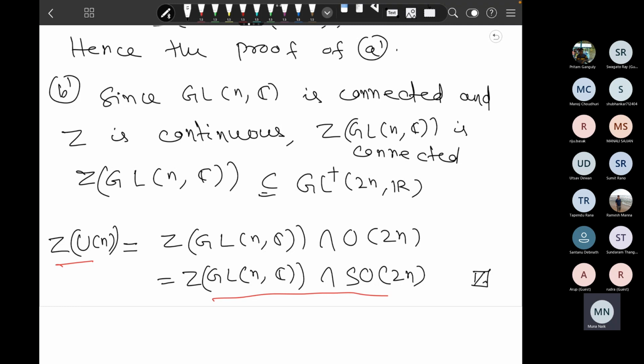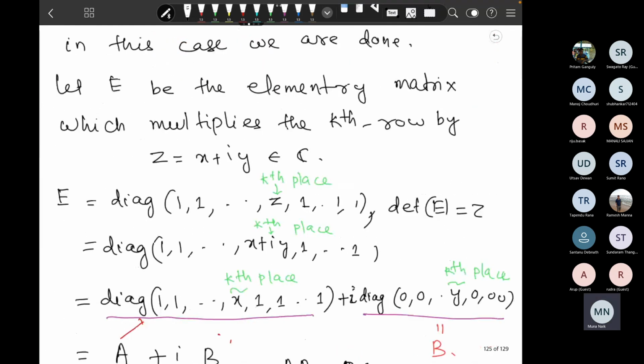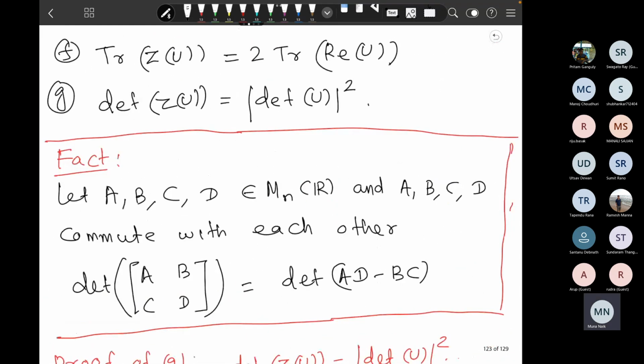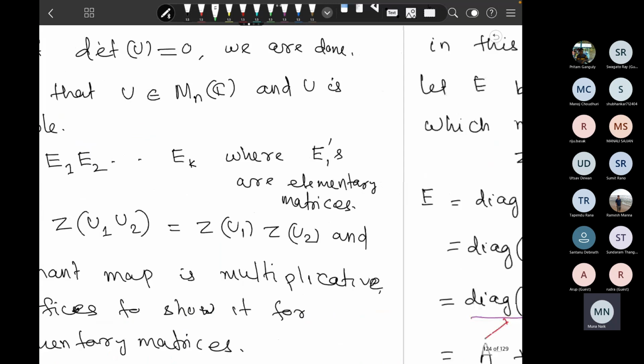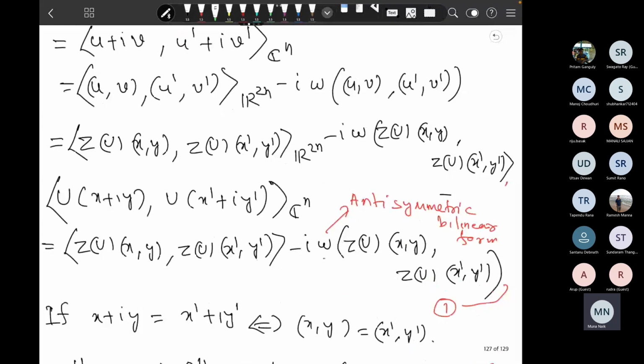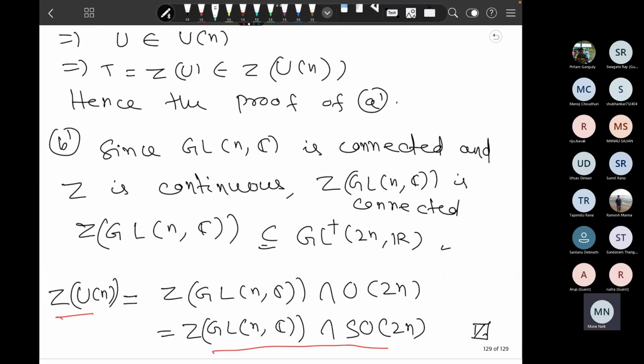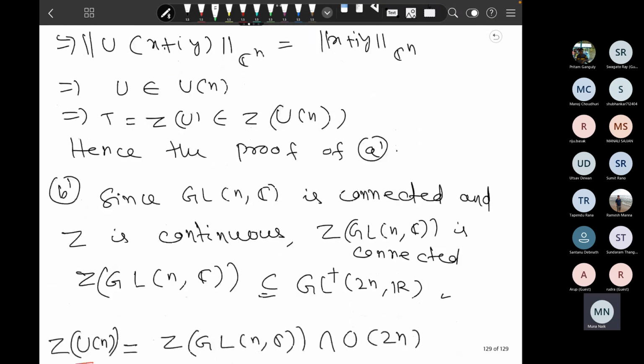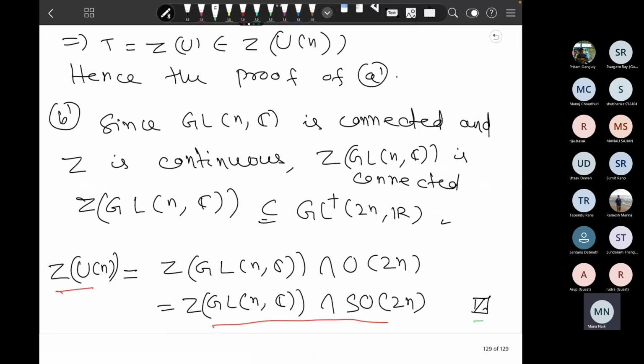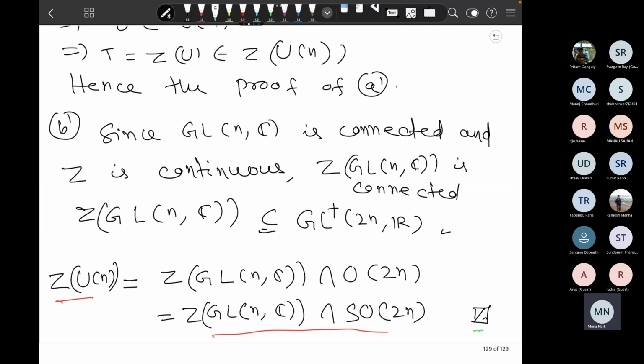And Z of GL(n, C) being contained inside GL plus (2n, R), you can also prove from G. You can prove it from G also. So this really finishes the proof of B prime, and with this I will stop. From the next class we will talk about quaternions and then symplectic proofs.